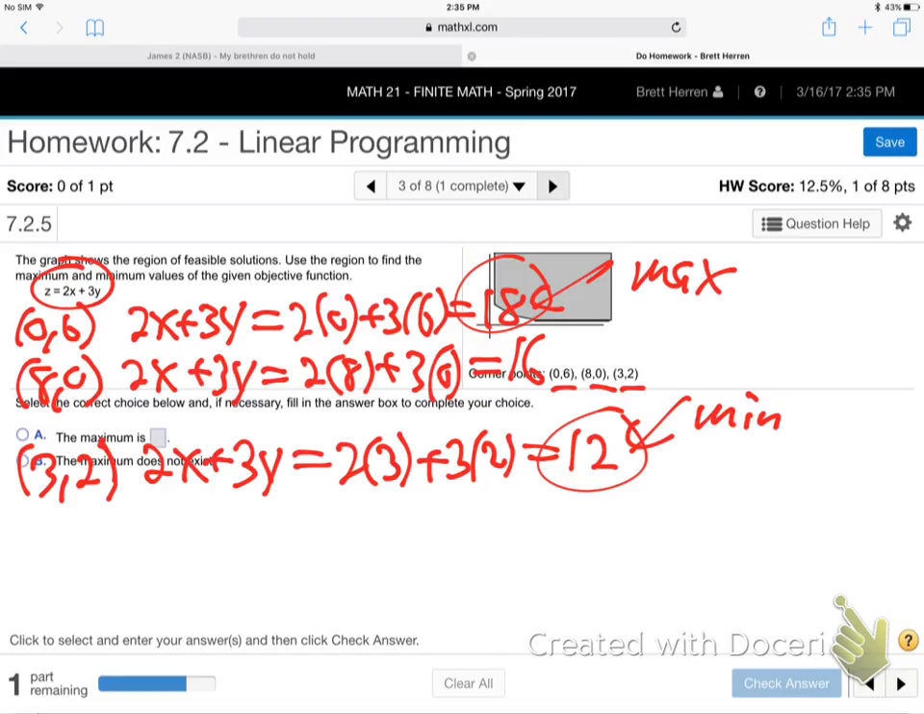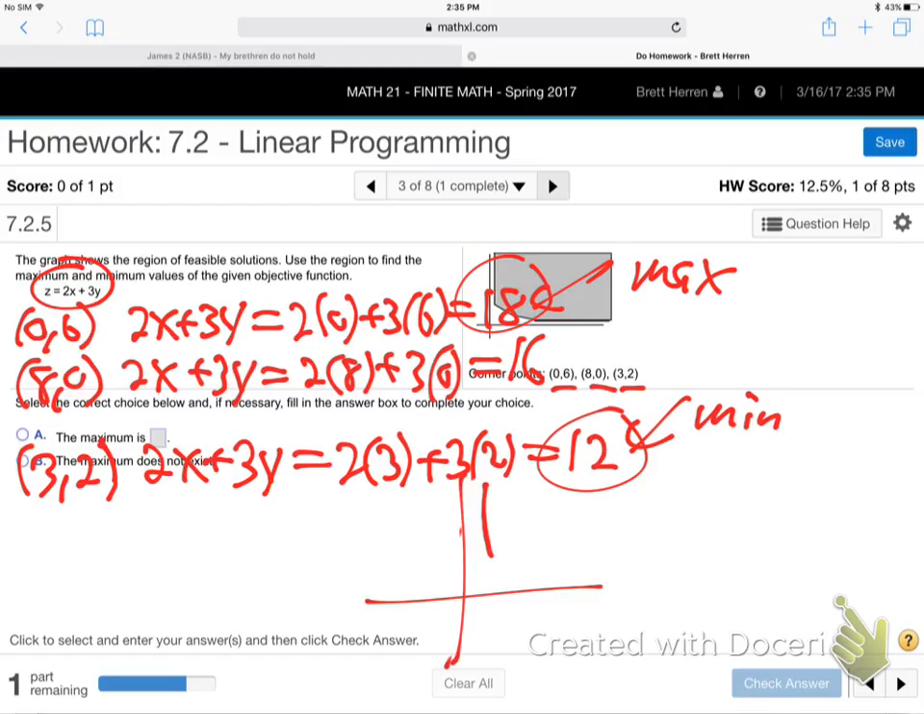Yeah? For this one, it said the maximum does not exist. Oh, of course they're right. Yeah, so how do I tell you that's the case? Yeah, okay. Yeah, so let me say something. Thank you. I'm glad you're checking it. I would have left it wrong.